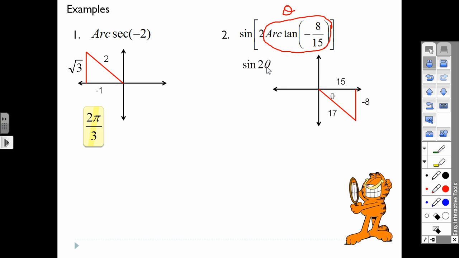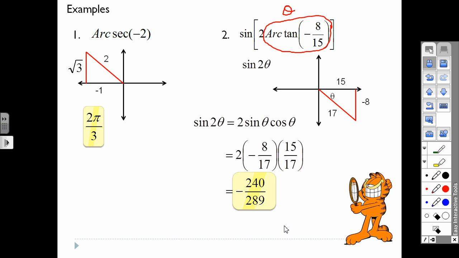Now we're going to use this triangle for theta in order to evaluate the sine of 2 theta. So hopefully you remember your identity: sine 2 theta is 2 sine theta cosine theta. So now we just have to plug in what the sine of theta is and what the cosine of theta is. If you look at your triangle, the sine of theta is -8/17, and the cosine of theta is 15/17. So we plug that in, multiply it all out, and we get our answer of -240/289. And that's it.